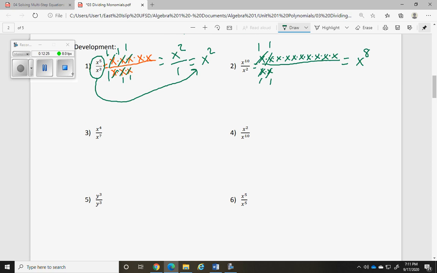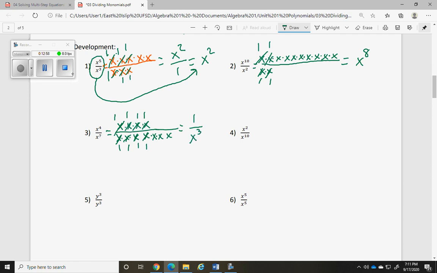So the next number I want to do is 3. And if I expand this, I get x times x times x times x over x times x times x times x times x times x times x. And we're going to simplify. This is 1 over 1 and 1 over 1 and 1 over 1 and 1 over 1. So my numerator, 1 times 1 times 1 times 1 is a 1, while my denominator, 1 times 1 times 1 times 1 times x times x times x is x to the third.